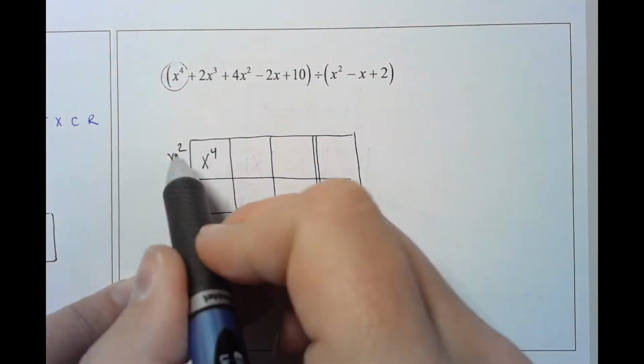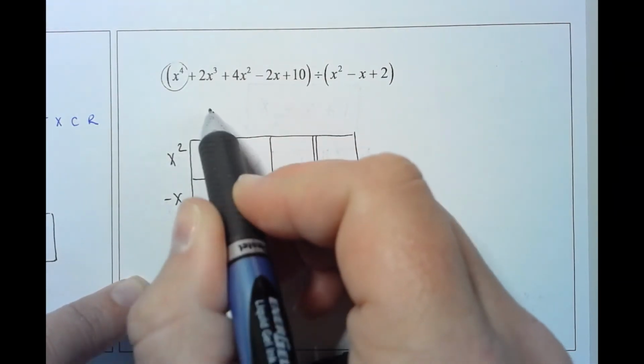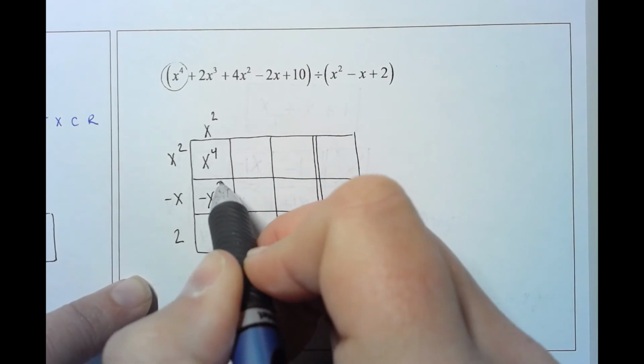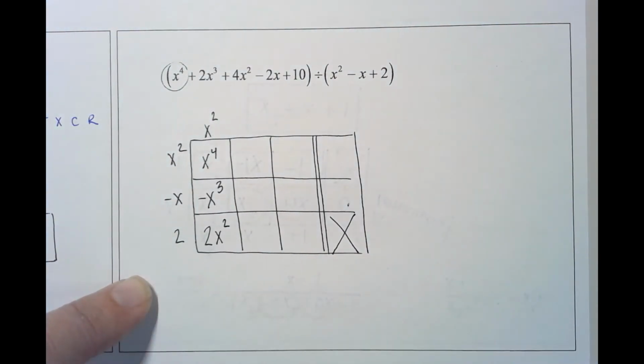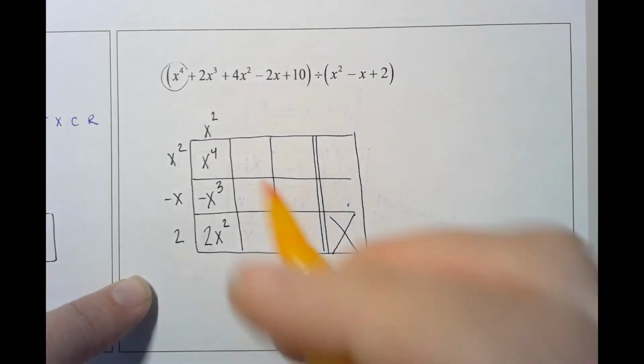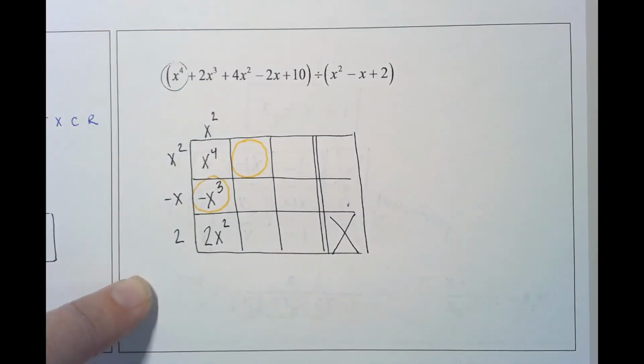All right. Let's see, I'm going to need an x squared up here. X squared times x squared is x to the 4th. X squared times negative x is negative x cubed. X squared times 2 is 2x squared. That starts this diagonal right here. We do one diagonal at a time.